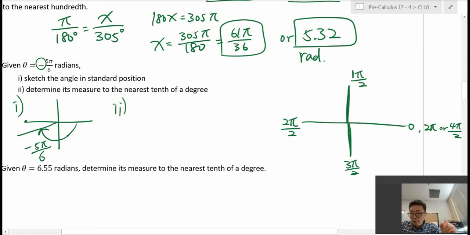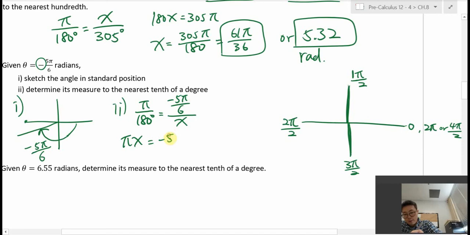Part 2, we want to figure this out in terms of degrees. So just like what we did there, pi over 180, this is your conversion factor, basically. This is how you convert. Now, this time we're given radians. So now I'm going to write negative 5 pi over 6 on the top and x in the denominator, because that's radians and pi is radians. So now again, we can cross multiply. So pi x is equal to negative 5 pi over 6 times 180.